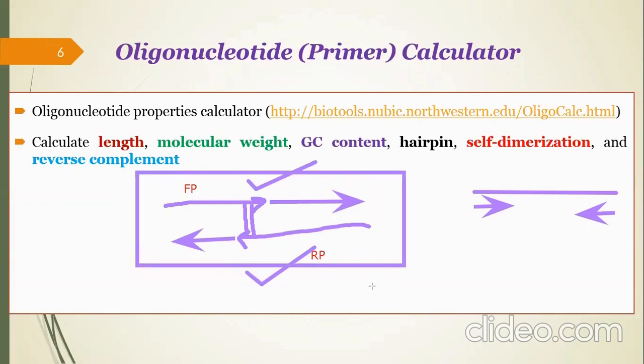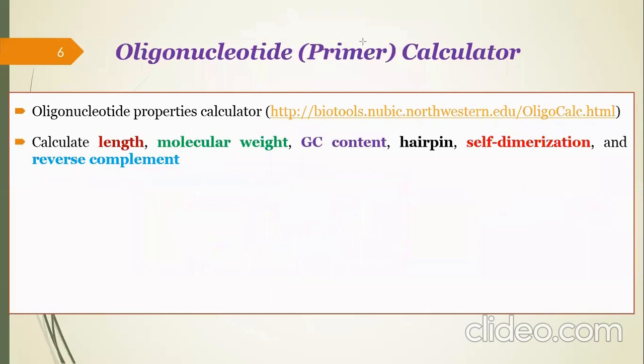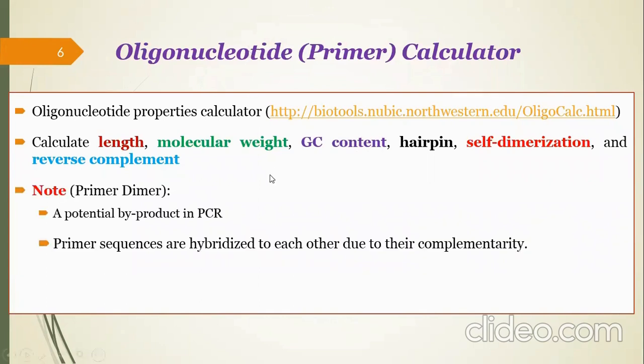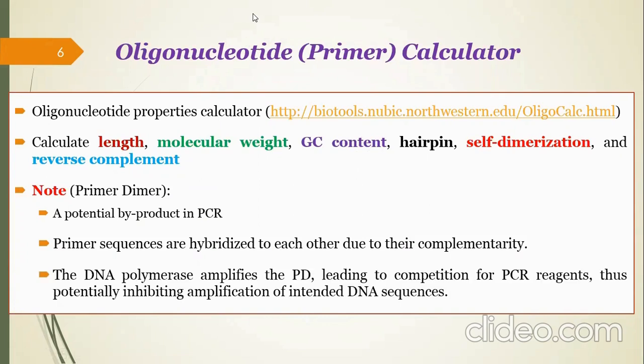So before going into the PCR, we need to know whether the primers will give rise to the primer dimer or not. We have an in silico tool available, and we can check those for the hairpin, for self-dimerization, for the GC content, and for the reverse complementation. For the reverse complement, we can use this tool. So if Noreen is there, please share the slide.